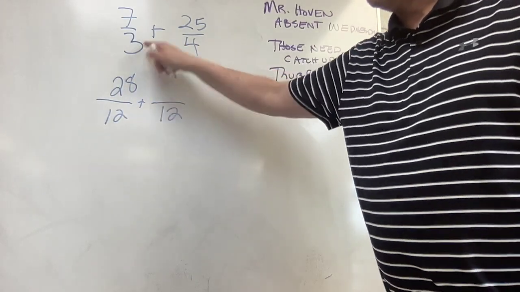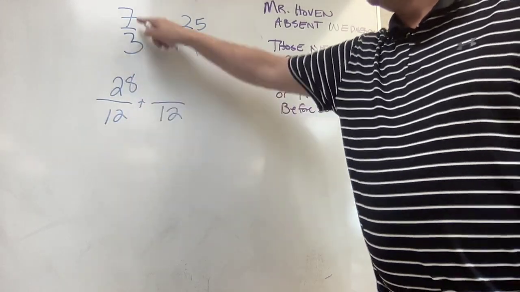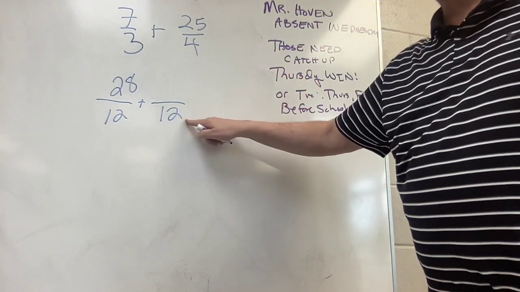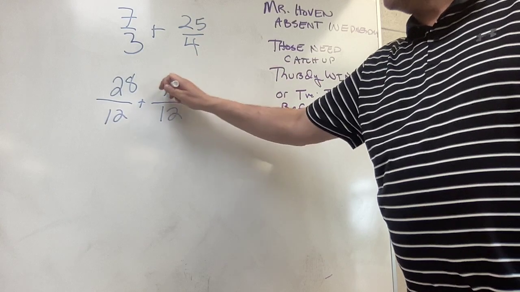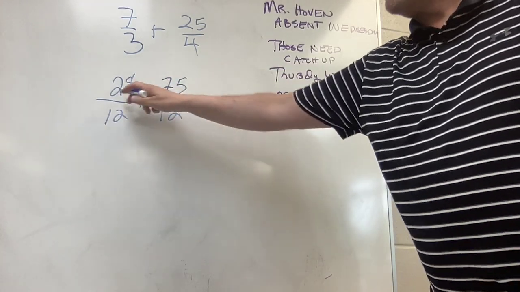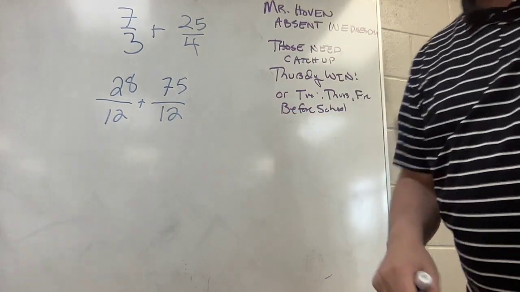3 times what is 12? 3 times 4 is 12. Take 7 times 4. 4 times something is 12. 4 times 3. 25 times 3 is 75. This is going to become 103. All right.